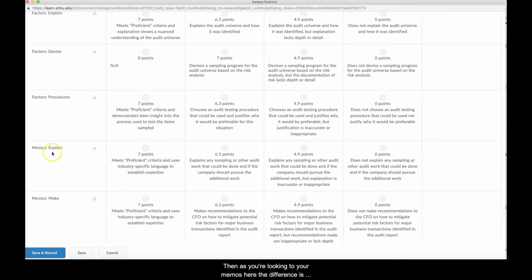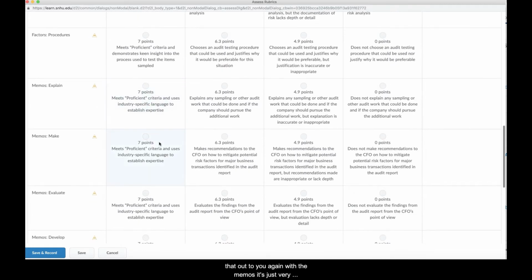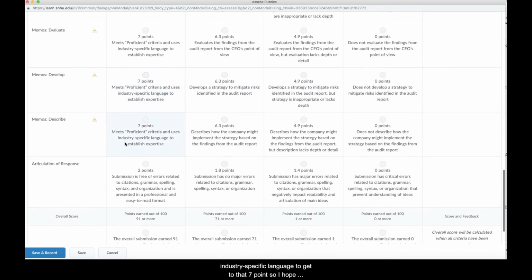Then as you're looking to your memos, here the difference is industry-specific language. So we did not have that in our previous milestones. So I wanted to make sure I pointed that out to you. Again, with the memos, it's just very industry-specific language to get to that 7 points.